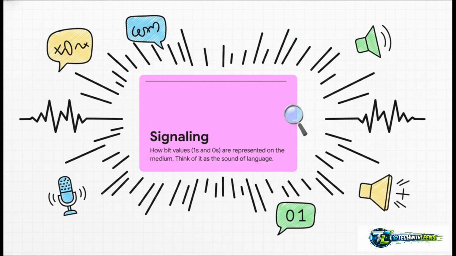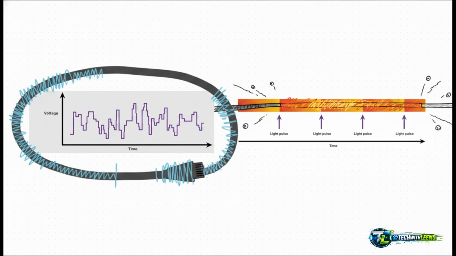It's how those ones and zeros are physically put onto the medium. It's the sound of the language being spoken. And this is where it gets really, really cool. On a normal copper Ethernet cable, that voice is a pulse of electricity, a little zap of a specific voltage. But on a fiber-optic cable, the signal is literally a pulse of light, blinking on and off millions of times a second. It's the exact same digital information, just being spoken in 2 totally different physical languages.